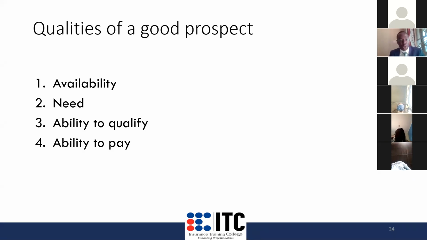Then we have the last one, which is ability to pay. You're going to go and meet clients in the field, meet clients everywhere, but do they have the capacity to pay? Remember, this is a policy for long term. You're going to have a policy for that person who has the ability to pay the premium.